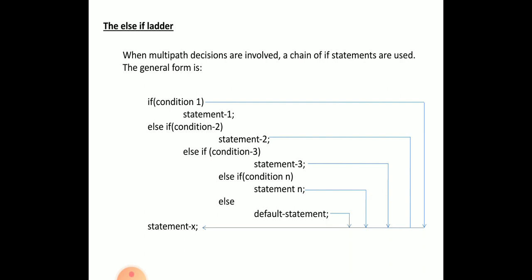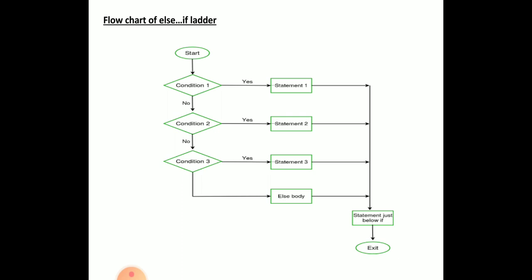Up to condition n. That means we can specify any number of else if ladders in a program, but usage of else if ladders decreases the readability or understandability of the program, because the complexity of the program increases with the usage of else if ladders. So this is the general form of usage of else if ladder.